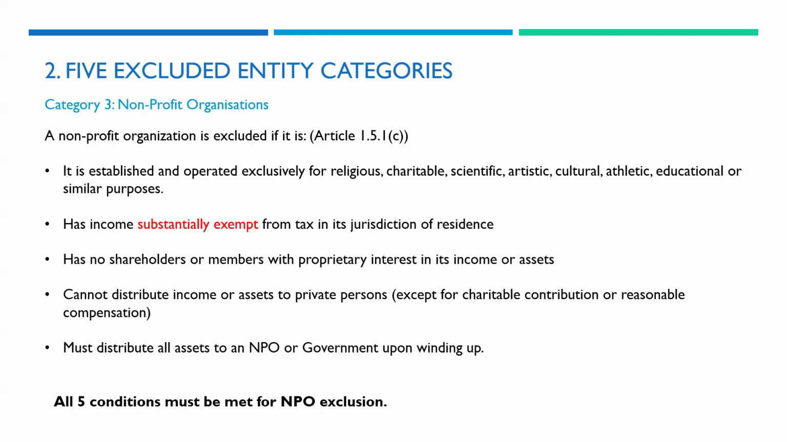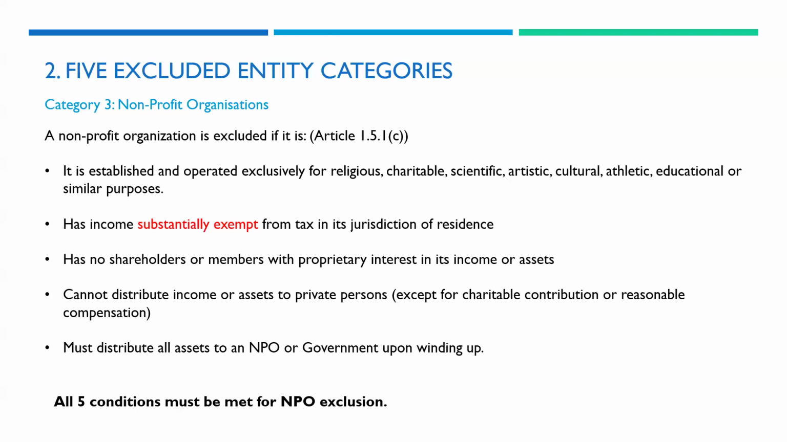So what it says is that if the income is substantially exempt from tax in its jurisdiction of residence, then it is okay. Now, as a thumb rule, what people say is if 80% of the income is tax exempt, then it is substantially exempt. You can use the same thumb rule, but at the end of the day, it is not very legally sound. It's just a thumb rule. But if only 20% I get from selling cups and all, and 80% is from donations or other exempt income, then you are substantially exempt from tax.